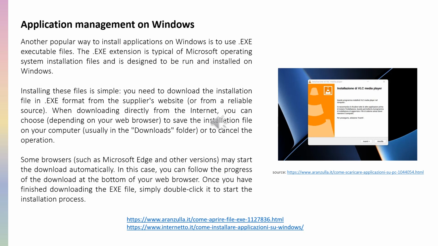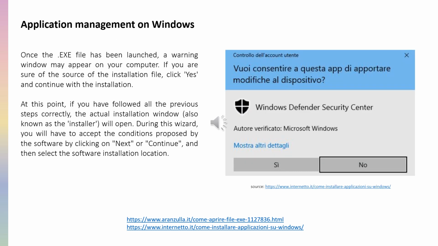Some browsers, such as Microsoft Edge and other versions, may start the download automatically. In this case, you can follow the progress of the download at the bottom of your web browser. Once you have finished downloading the .exe file, simply double-click it to start the installation process. Once the .exe file has been launched, a warning window may appear on your computer. If you are sure of the source of the installation file, click Yes and continue with the installation.